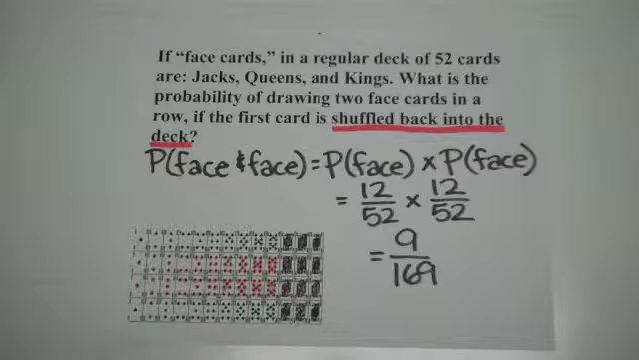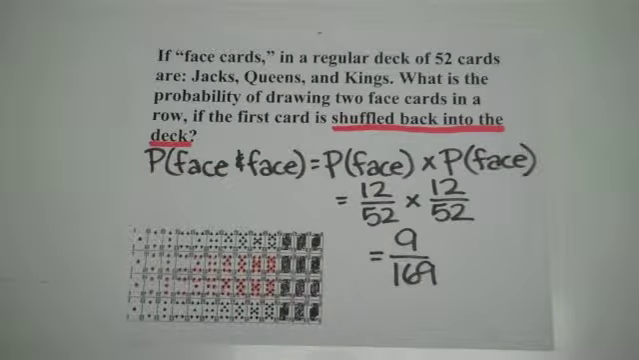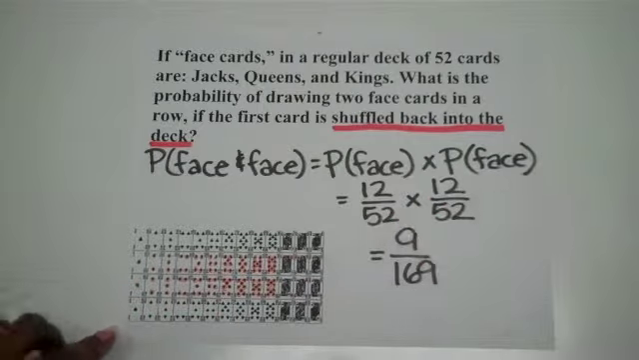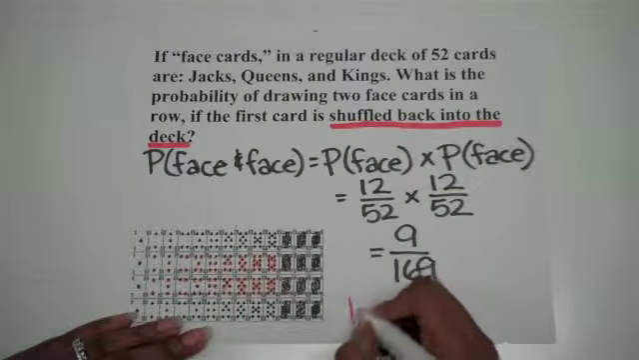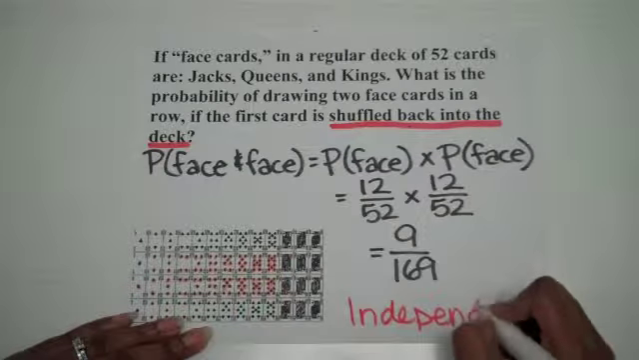Alright, so what's key in this problem is that the first card is shuffled back into the deck. So if I take a card out and then I put it back in, I still have 52 cards. And so what happens on the first event has nothing to do with the second event. So you should have identified this as independent events.